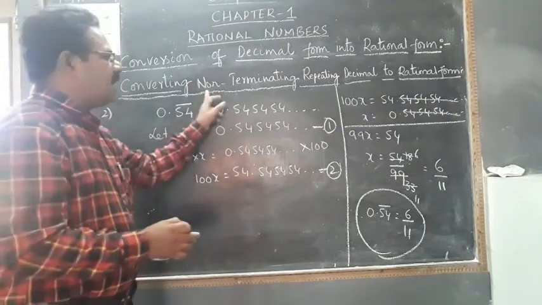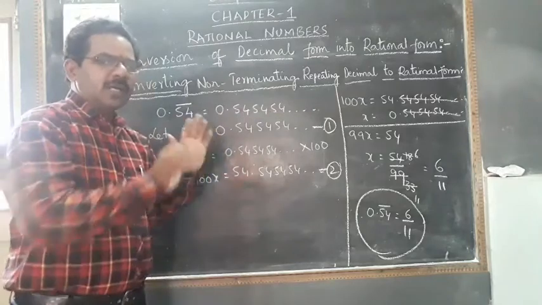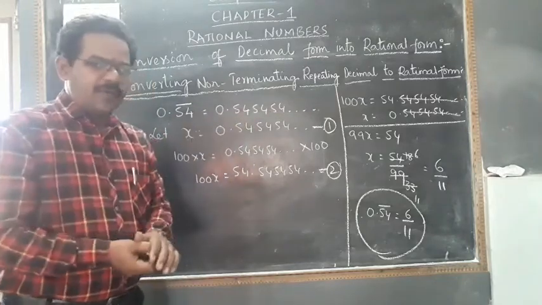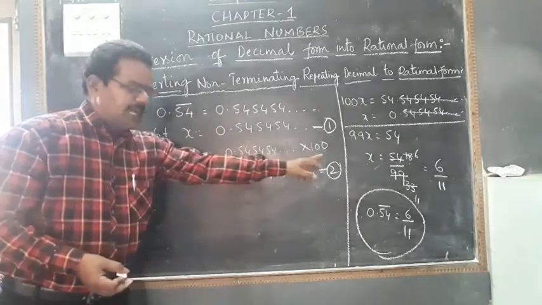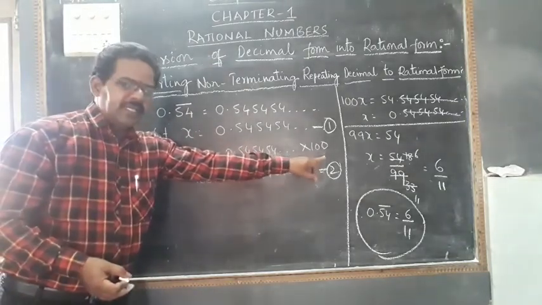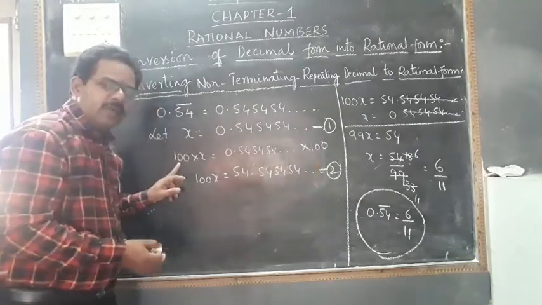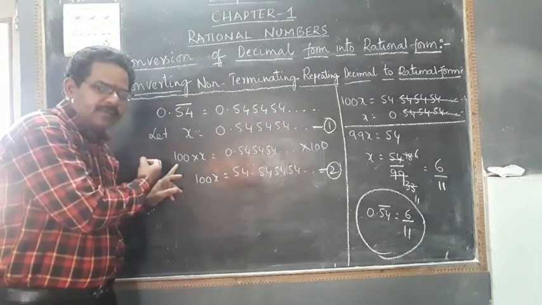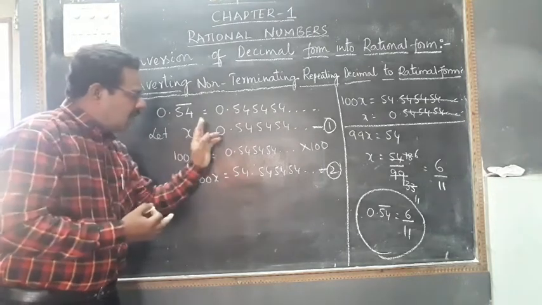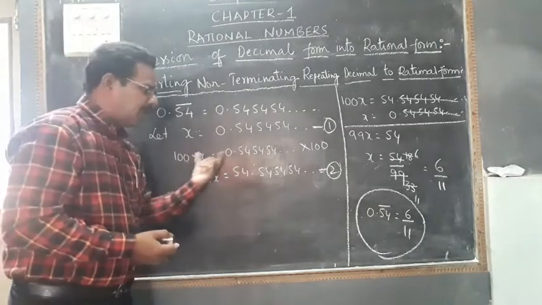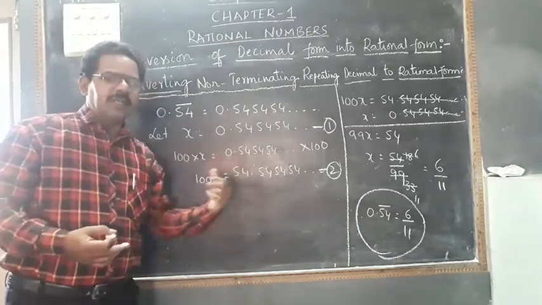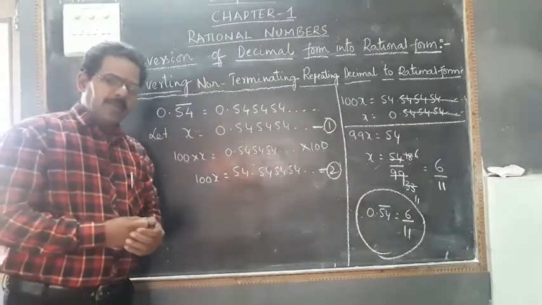But coming to this non-terminating repeating decimal, conversion of this one into rational form, what we have to do is the same thing, multiply and divide, but here the division will be converted into multiplication to this side, left hand side. Okay, so how many digits are repeating? Depending on its periodicity, we have to multiply the total equation with the number.